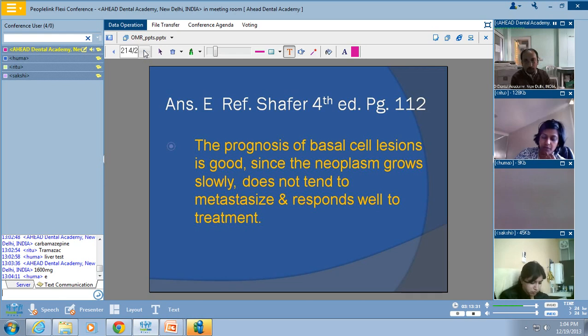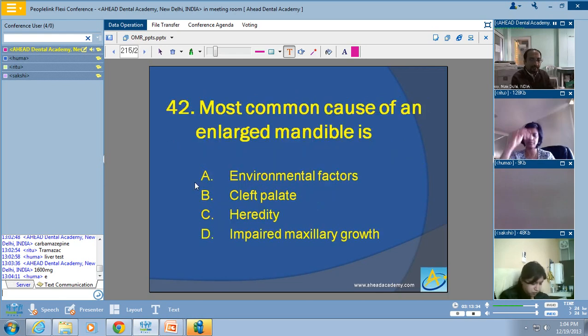42nd, the most common cause of an enlarged mandible is? The most common cause of an enlarged mandible, prognathism, in fact, we are asking you. Yes, it is heredity. Other choices might be a factor, but if you compare them with heredity, hereditary definitely wins hands down.